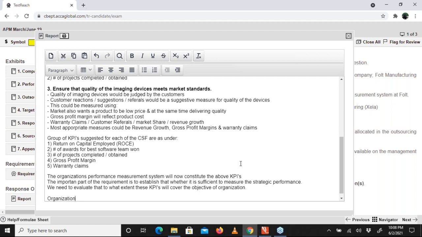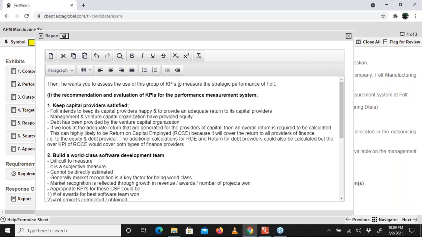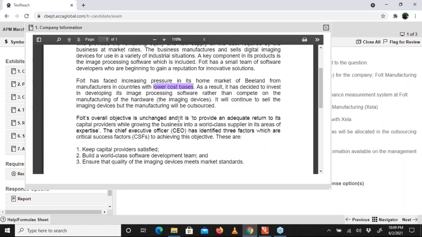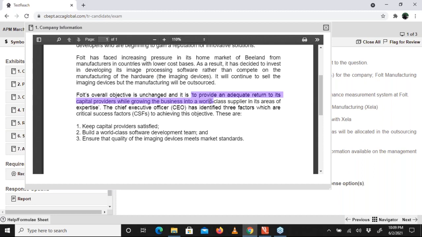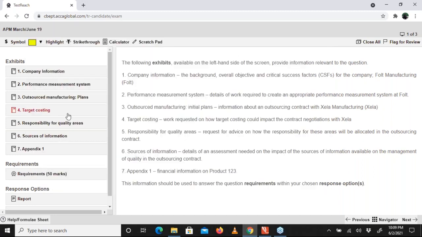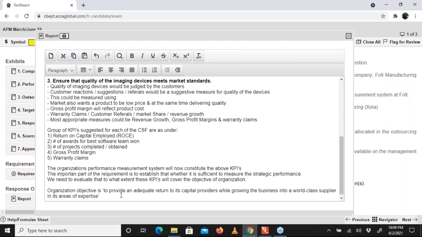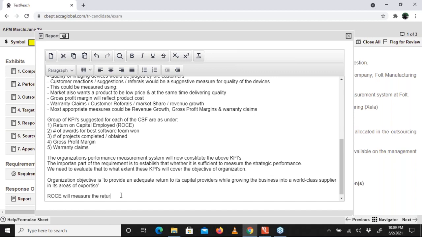So the organization's objective, I did mention but I deleted it, right? Is to provide adequate return to its capital providers while growing the business. ROCE will measure the return. The awards will talk about the organization's status as the world class supplier.